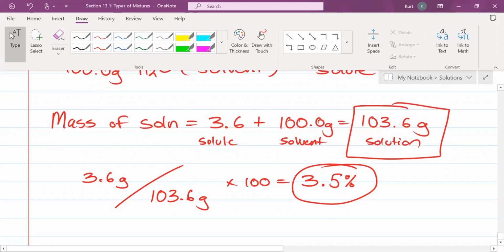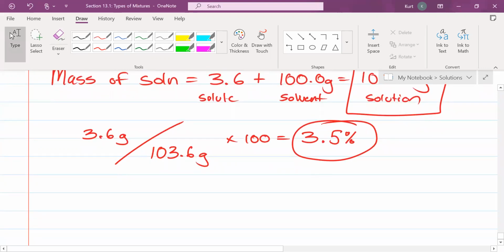Okay, I saw a lot of erasing going on. Did you see what I meant? It wasn't as obvious as you think. You have to get everything. You have to include the solutes and the solvents. Okay.